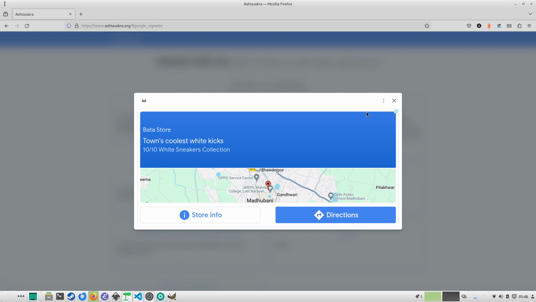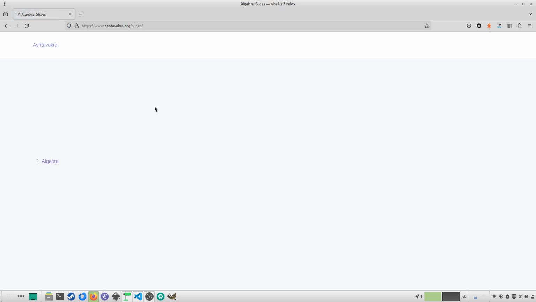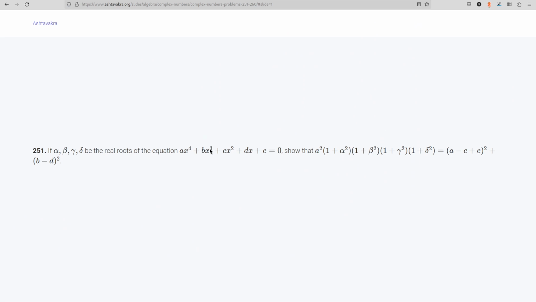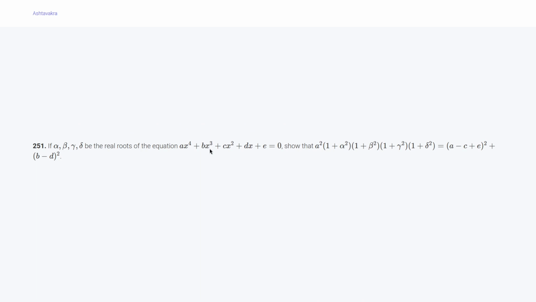To get started, we go to slides, algebra, complex numbers. Now we are into the 26th set of problems. As always, we will solve 10 problems in this set. Without further ado, let's get started. Let's put this in full screen mode. As always, I will repeat that when I am stating the problem, try to solve the problem yourself. Only if you cannot solve the problem yourself, then look at the solution.